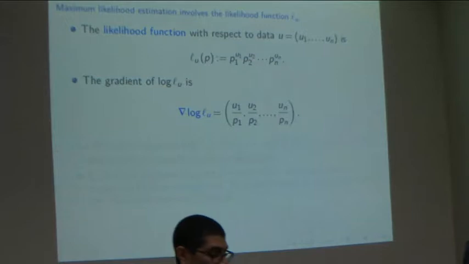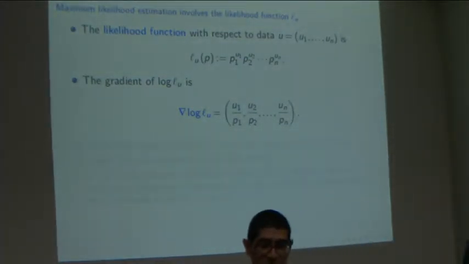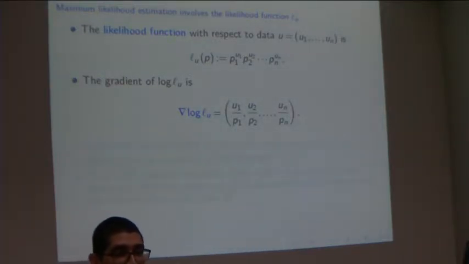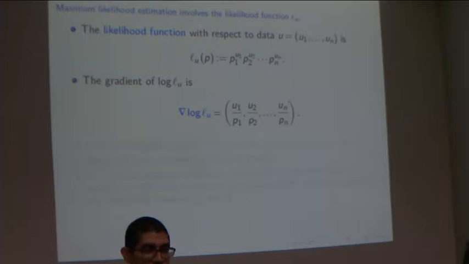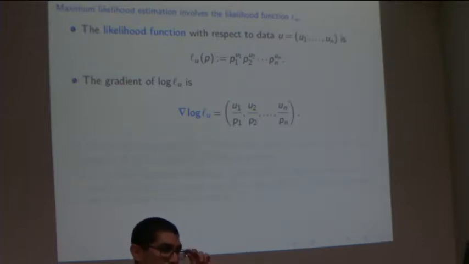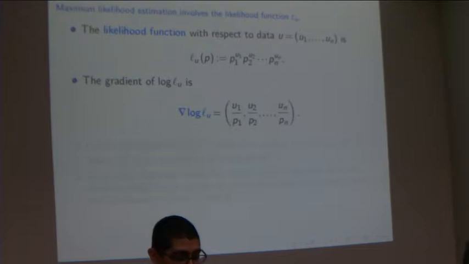So the likelihood function with respect to some data U is this monomial here. How you should think about it is that U1 is the number of times you observe event 1, U2 would be the number of times you observe event 2, and so on. The gradient of the log likelihood function is nice. Why is it nice? Because it's a rational function in the U's and the P's, in the data and the probabilities.